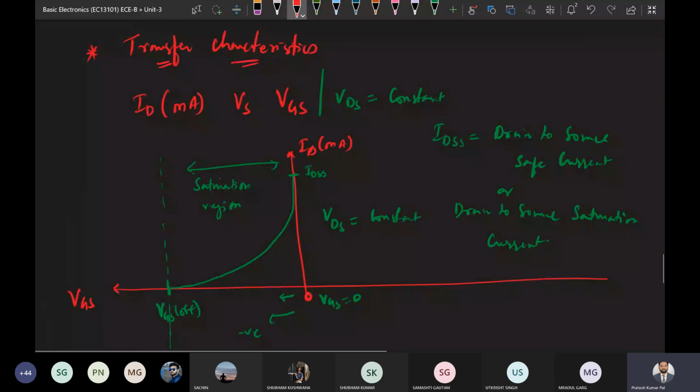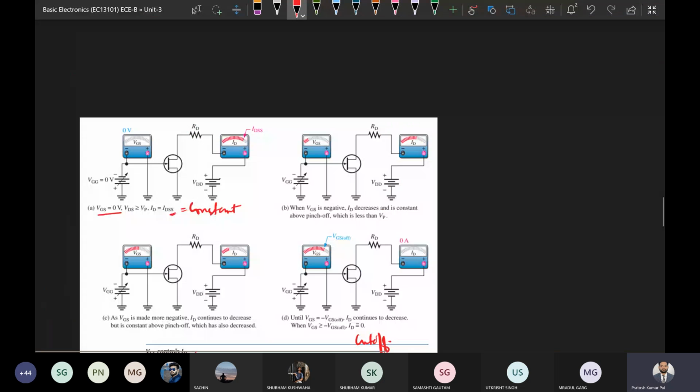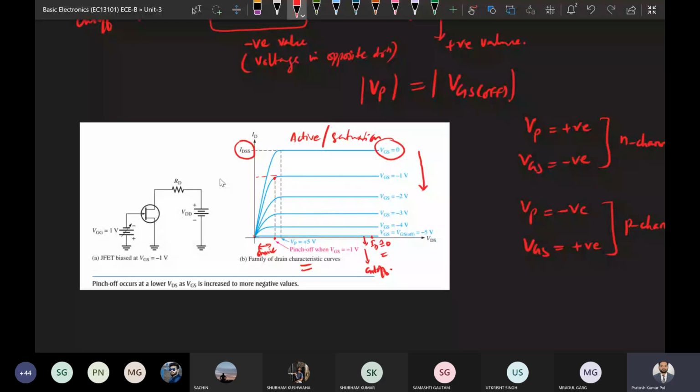With respect to the drain characteristics, this is your IDSS, which occurs when VGS equals 0, and this is the point of pinch off. Beyond pinch off, whenever we increase VDS, whatever current flows will be your IDSS when VGS equals 0. IDSS is defined only for VGS equals 0. When VGS equals -1, there is also a constant current, but this constant current is not equal to IDSS. It will be some value of ID, but not IDSS.